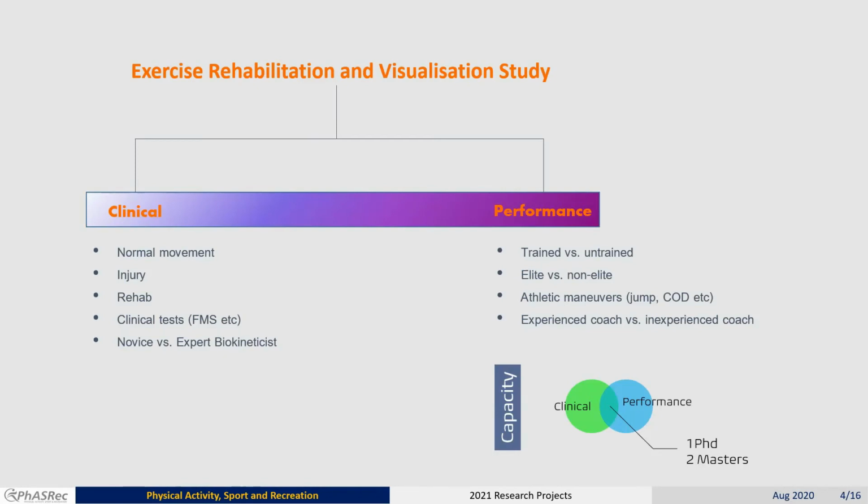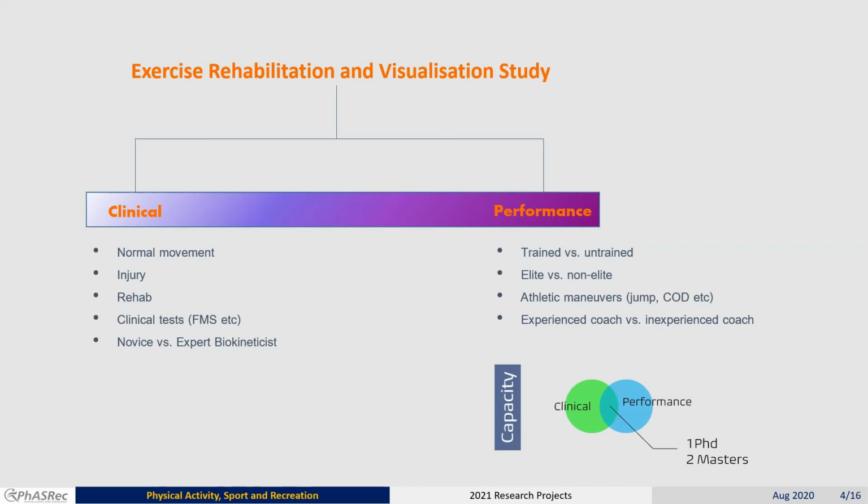This type of a research approach can either have a clinical or a performance track. On the clinical side, you might want to investigate normal movements, movements related to injury, movements related to rehabilitation, specific clinical assessments or tests, such as the functional movement screen, or to even compare novice versus expert biokineticist when it comes to evaluating some of the above-mentioned movements.